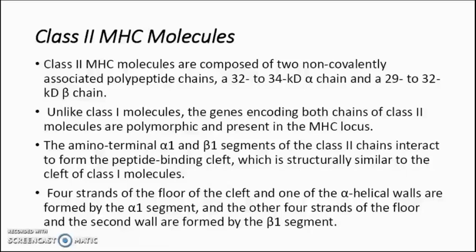Class 2 MHC molecule. Class 2 MHC molecules are composed of 2 non-covalently associated polypeptide chains, a 32 to 34 kilodalton alpha chain and a 29 to 32 kilodalton beta chain. Unlike class 1 molecules, the genes encoding both chains of class 2 molecules are polymorphic and present in the MHC locus. The amino terminal alpha 1 and beta 1 segments of the class 2 chains interact to form the peptide binding cleft, which is structurally similar to the cleft of class 1 molecules.